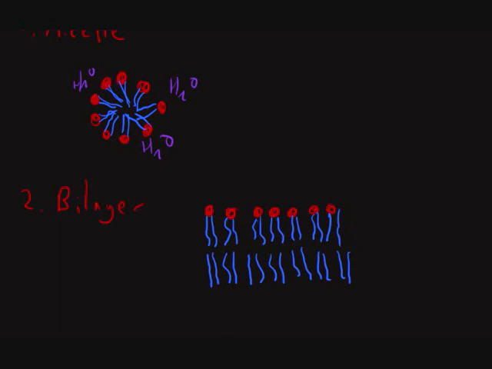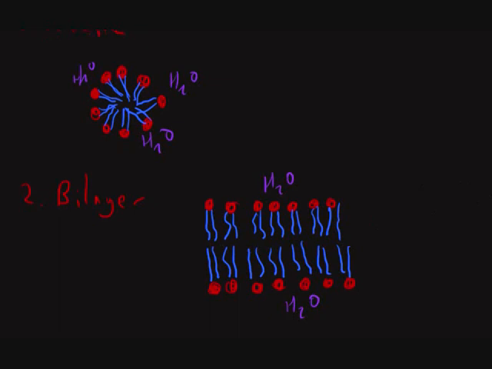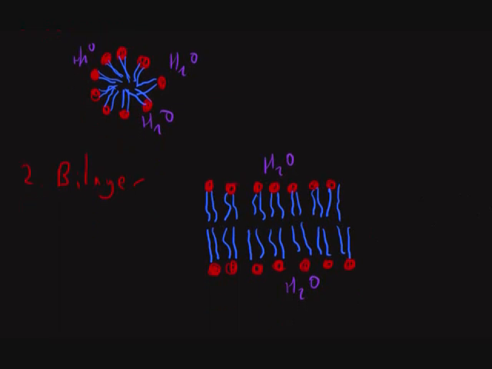Oh, wrong colour there. They'll go on the outside, and they will interact with the water. They'll interact with the water of the cell, and they'll be happy enough with that. Whereas the legs are very happy because they're interacting with each other. They're interacting with the non-polar phospholipid legs of their counterpart molecules, and everyone's happy.